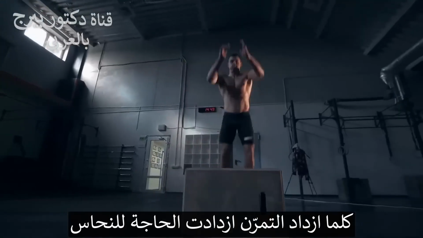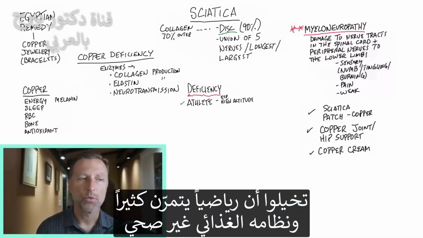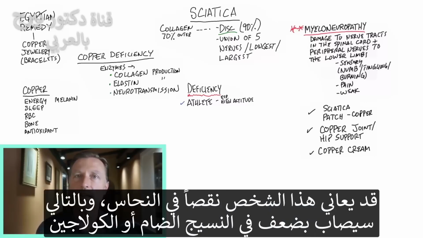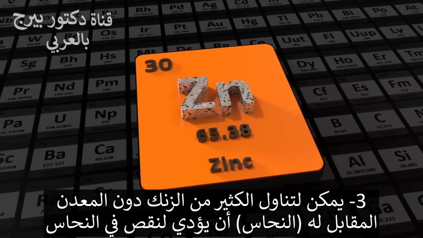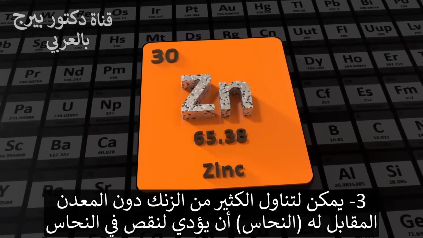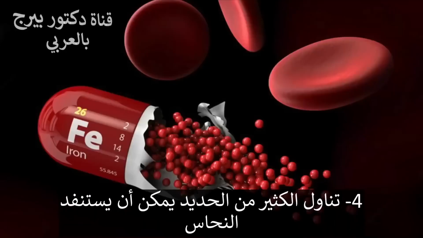But the more exercise you do, the more copper you're going to need. And you can imagine if an athlete is really working out and they're not eating right, they can end up with a copper deficiency and then have a weakness within the connective tissue or collagen and create a problem with the tendons, ligaments, muscles, and discs. Now, also, if you take a lot of zinc, okay, without the opposing mineral copper, you can create a copper deficiency as well. Also, if you take a lot of iron, you can deplete your copper.